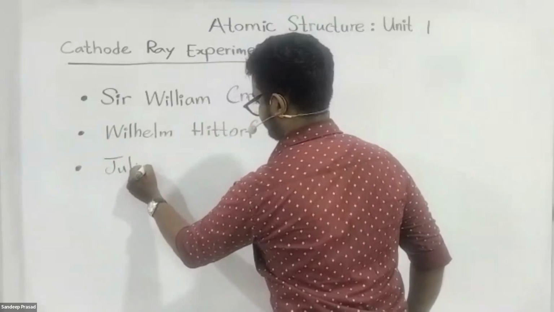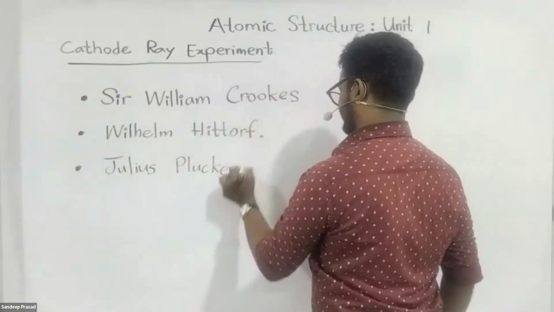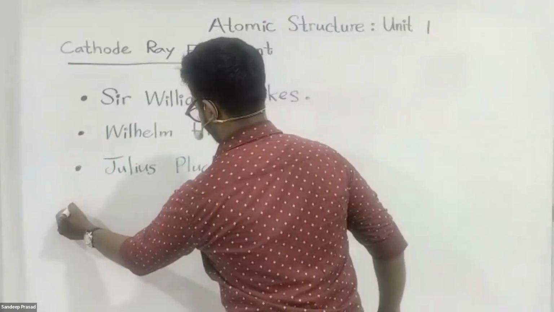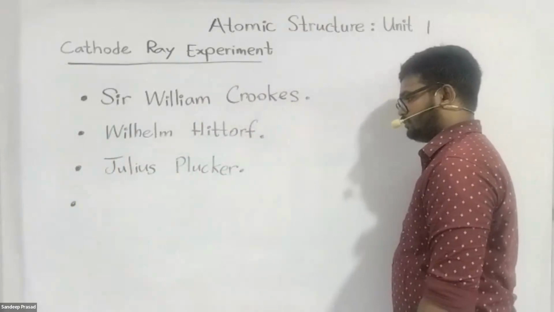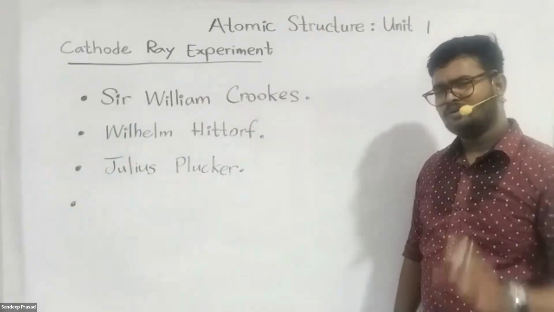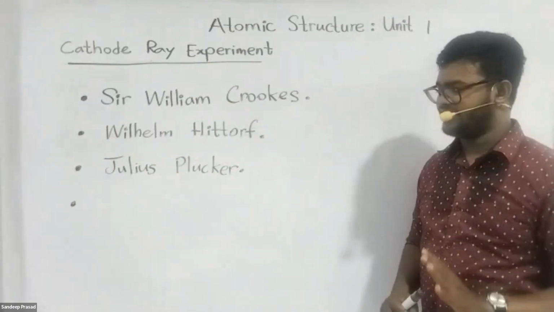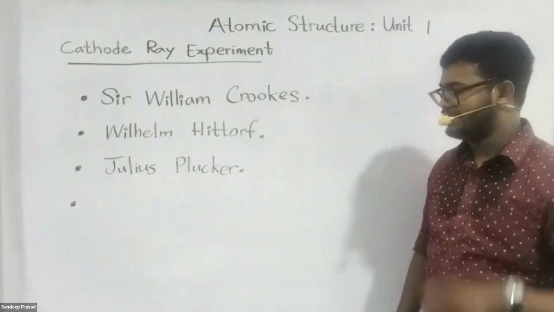So how many names do we have to remember, sir? At the beginning, how many names do we have to remember? Plato, Aristotle, Democritus, Sir William Crookes, Wilhelm Titov, Julius Plucker. How many names do we have to remember? Don't worry, just learn these things. Later we can short note these things, and later we can discuss some questions, and we can put these things into your mind. I will guarantee this, right?